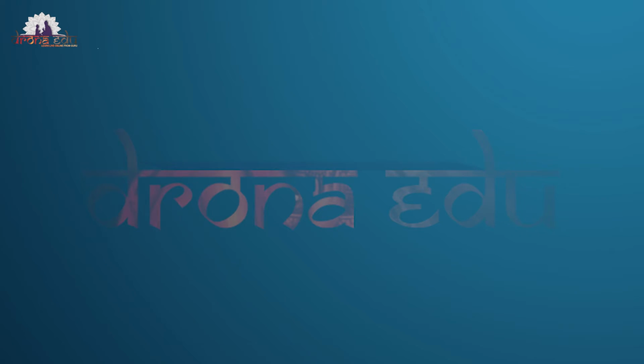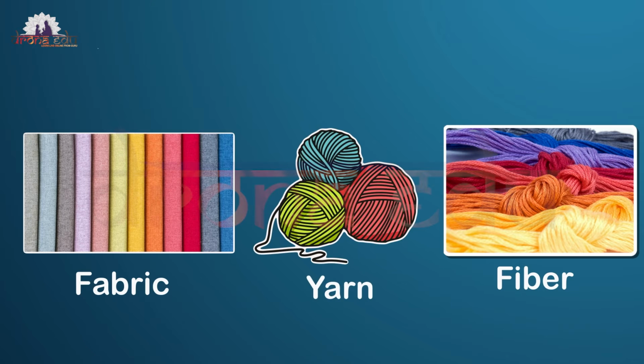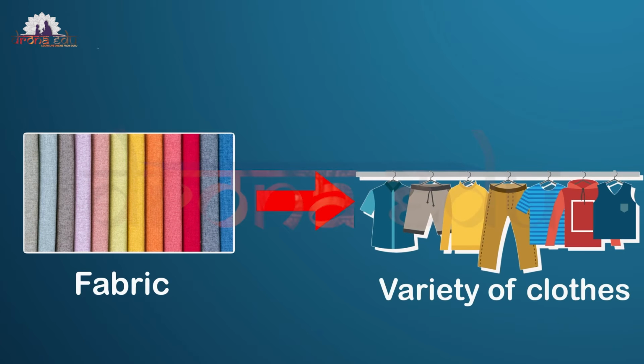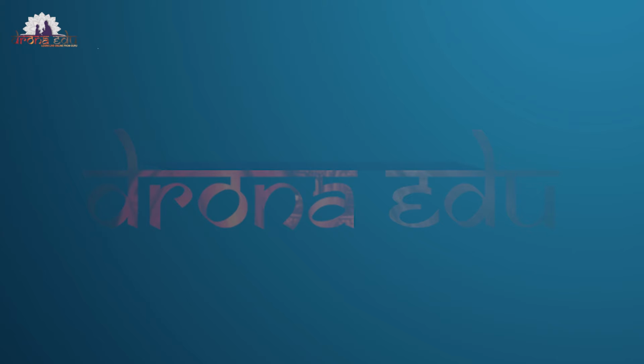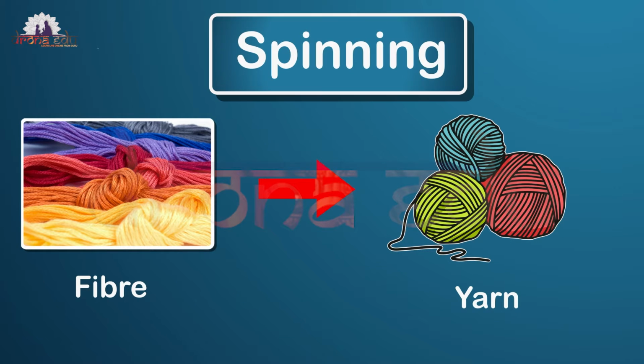To make fabrics, the fibers are first converted into yarns. Are you wondering what a fabric is? Fabrics are the pieces of cloth used for making a variety of clothes. The process of making yarn from fibers is called spinning. But how is it done?